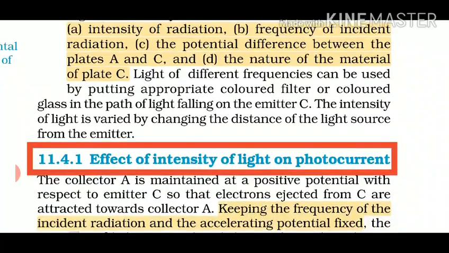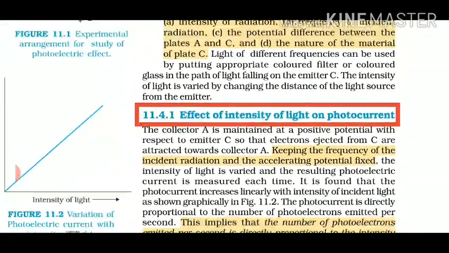The very first parameter that we are going to take up today is the effect of intensity of light on photocurrent. Photocurrent, you have understood, is basically when electrons are moving, they constitute a current. Just because this effect is the photoelectric effect, these electrons have a particular name, photoelectrons, and the current constituted by them is called photocurrent. Okay, so we are clear with this word.